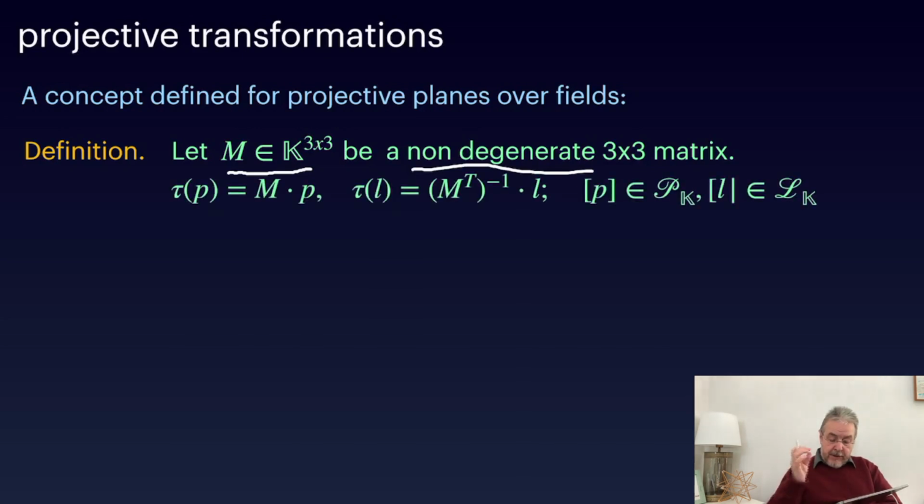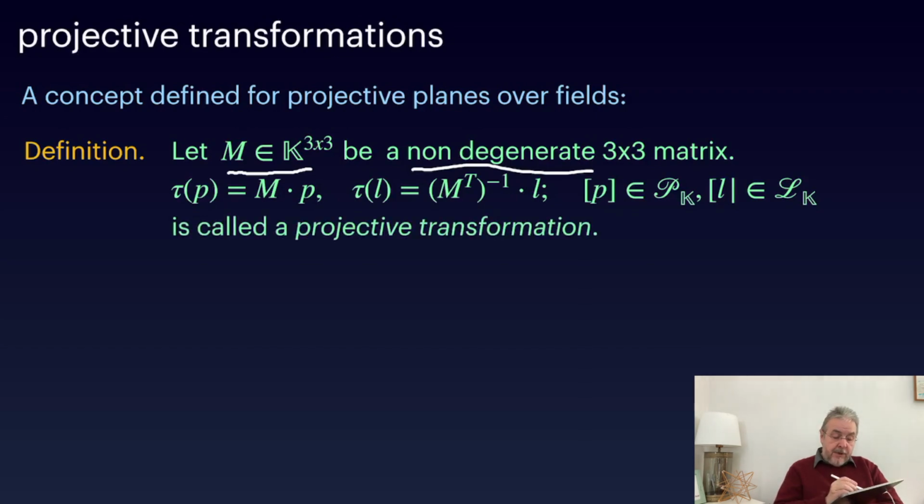So a point with its homogeneous coordinates should simply be mapped to the matrix times the coordinates of the point, and a line should also be mapped, but now we have to be a little bit careful. Instead of multiplying with the matrix, we multiply with the transpose of the matrix and the inverse of that. And this will be the image of the line.